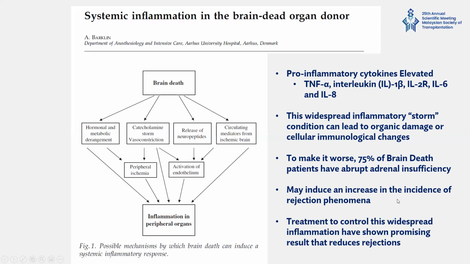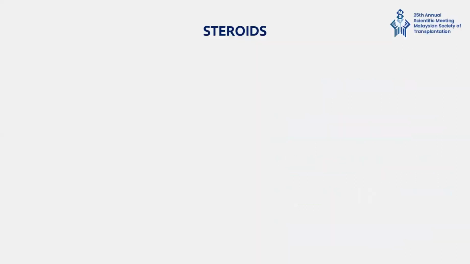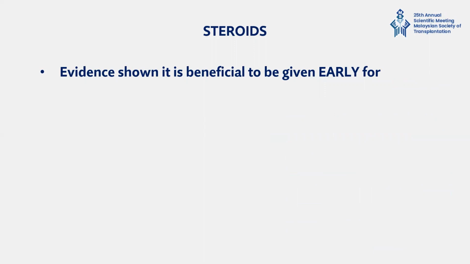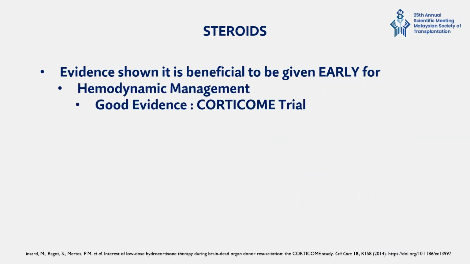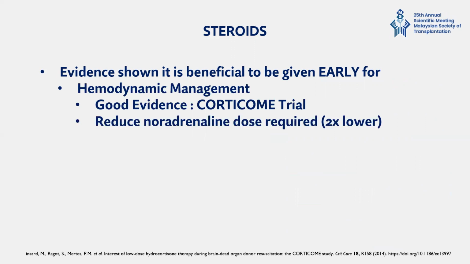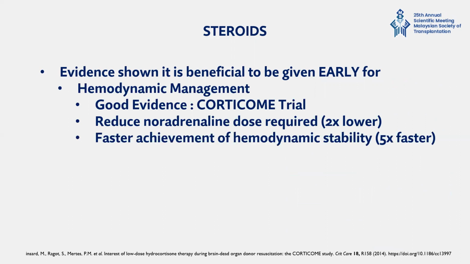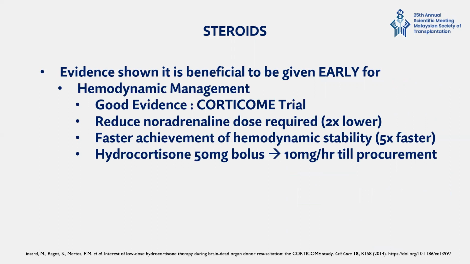So treatment to control this widespread inflammation has shown promising results that reduce rejection or failure of graft. Evidence shows it has been beneficial to be given early for hemodynamic management. Good evidence came out from the CORTICUS trial. It reduced the noradrenaline dose required by 2 times lower, and achieved hemodynamic stability 5 times faster. Hydrocortisone used in the trial was a 50 milligram bolus, continued at 10 milligram per hour till procurement. They started giving hydrocortisone once the family consented for organ donation and continued until procurement. They give early because they tend to take consent very early in the process.